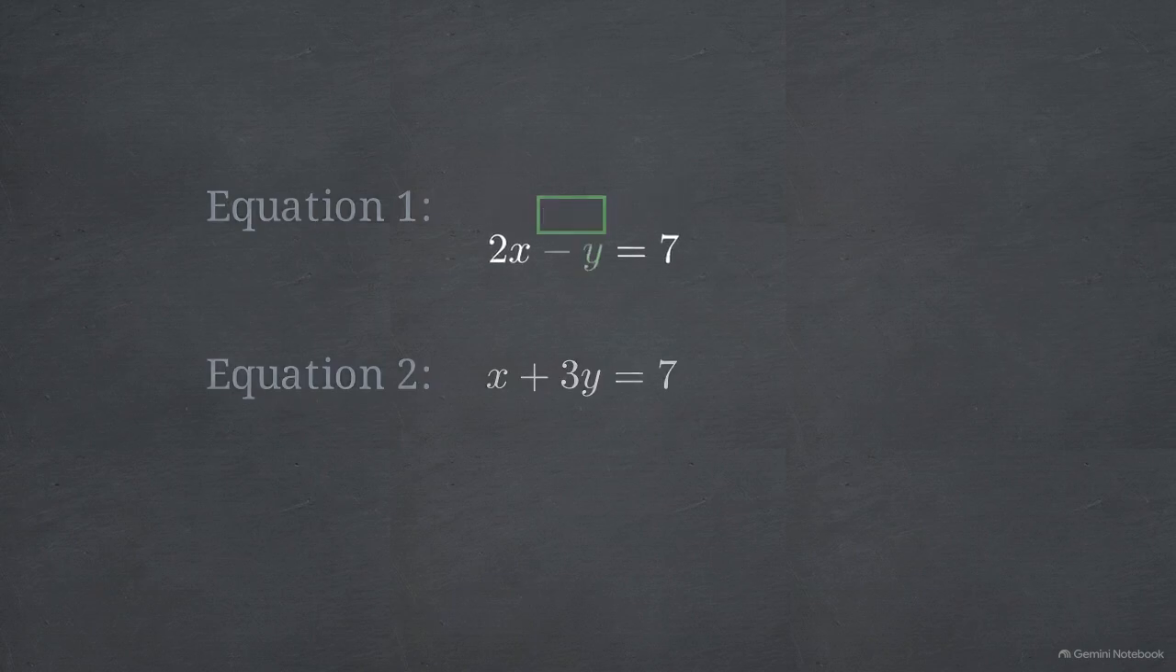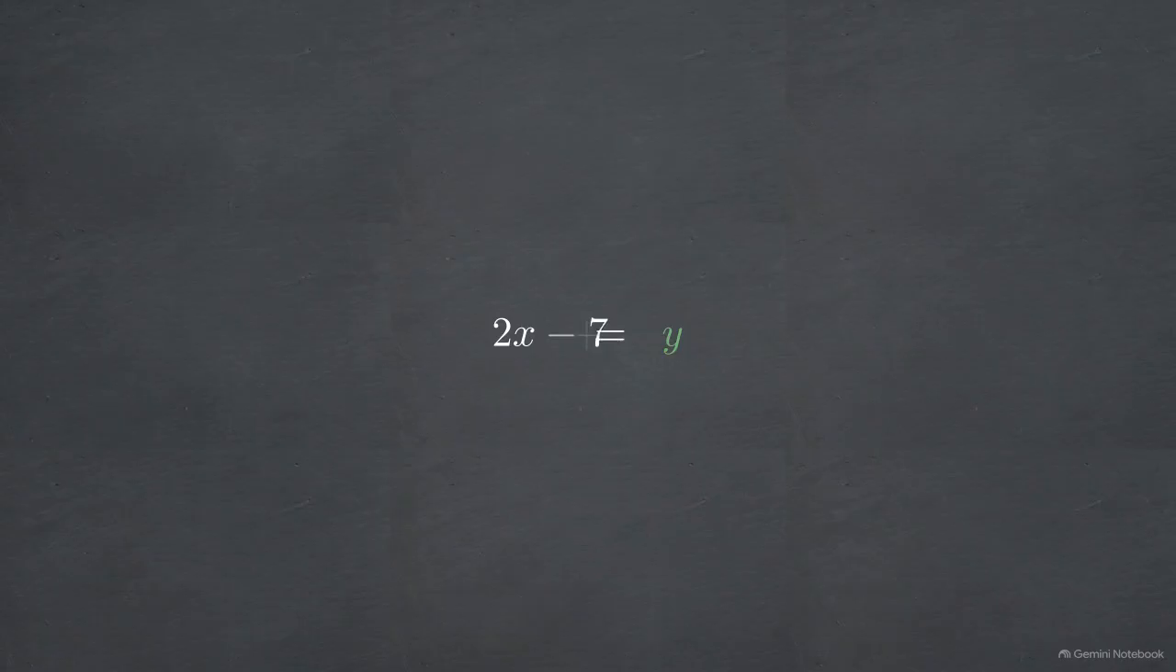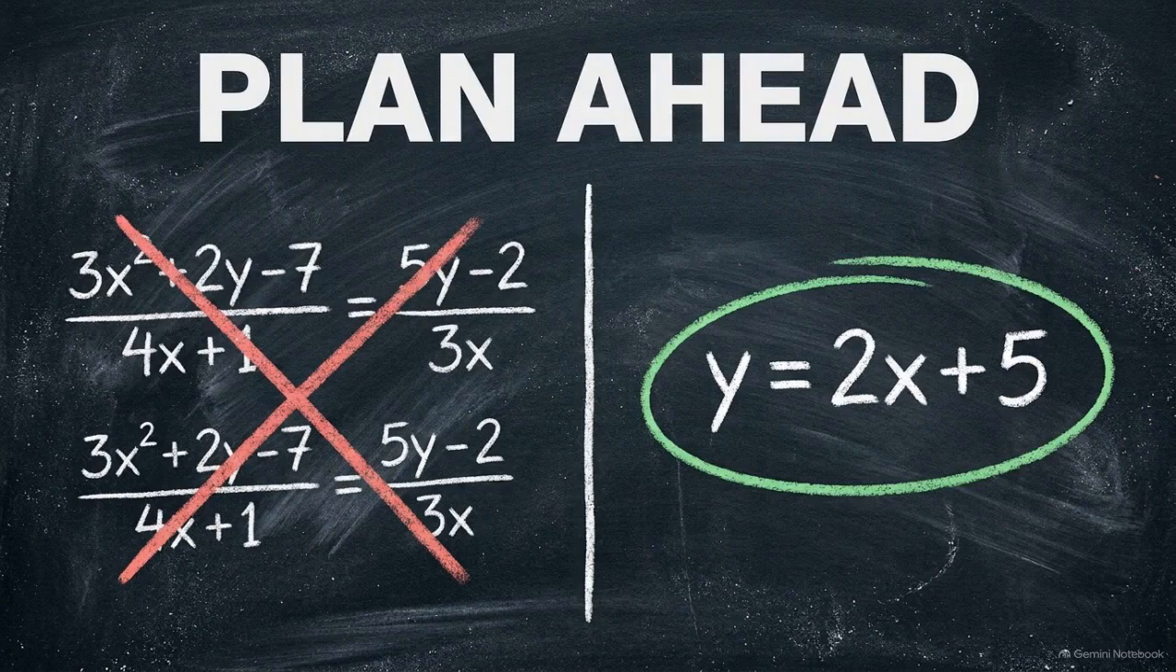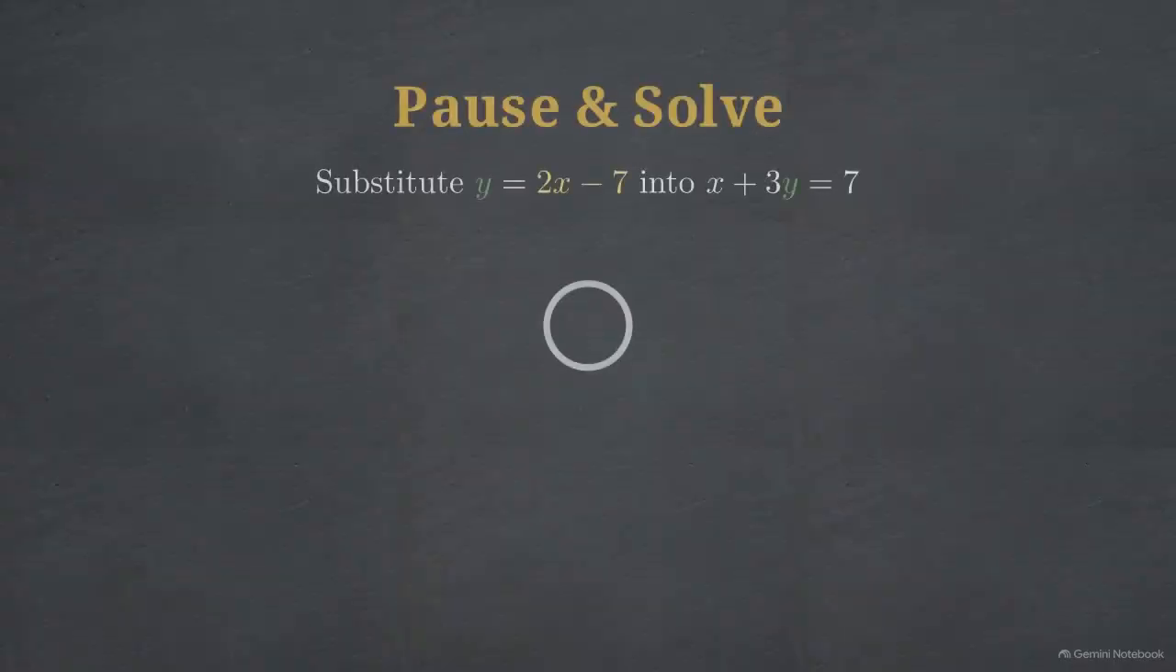We make the y positive by moving it to the right, and then move the 7 to the left. This gives us y equals 2x minus 7. We immediately put brackets around this expression to protect it during the next step. Choosing which variable to isolate before you start writing prevents the arithmetic from becoming unnecessarily difficult later on. Now try to execute the next phase. Take our new expression for y, substitute it into equation 2, and solve for x.